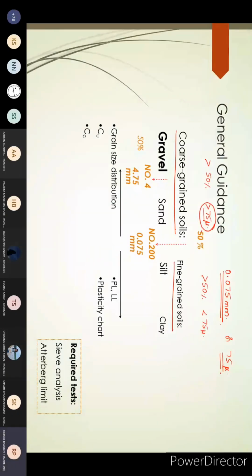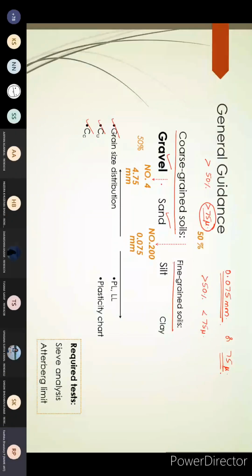Okay, so how we come to know how much particles are more than 75 micron or less than 75 micron? From the grain size analysis. Okay, so from that we will come to know whether it is coarse grained or fine grained. Now, once we know if the soil is coarse grained, we have to find whether it is gravel or whether it is made of majorly sand. Okay. So when we are classifying coarse grain soils, we usually go for grain size distribution curve. We find out CU and CC, and we classify the coarse grain soils.